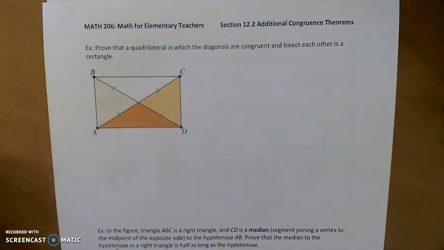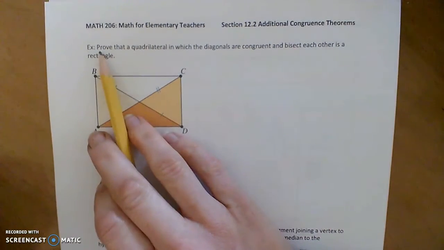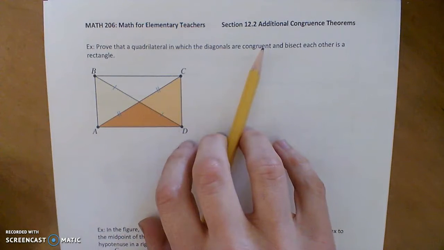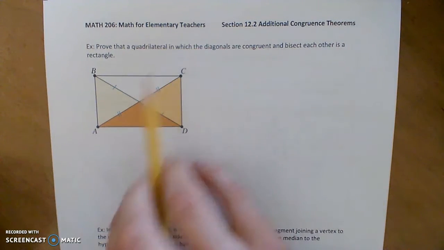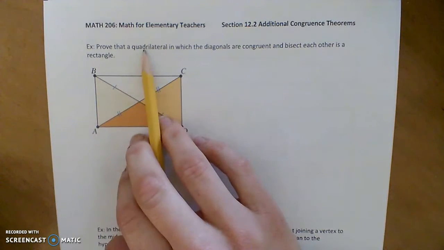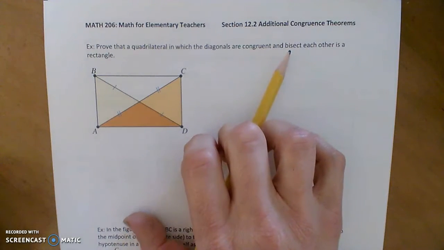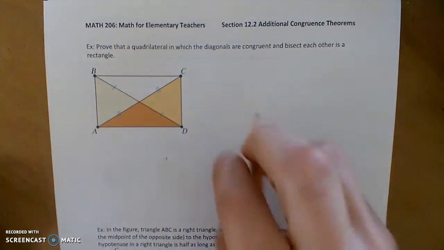Now that we've proved a few properties of quadrilaterals, we'll work on a few examples that use some of those properties. So let's prove that a quadrilateral in which the diagonals are congruent and bisect each other is a rectangle. The first thing I'll say is, if you've got a quadrilateral in which the diagonals bisect each other, what you have is a parallelogram, because we found that that was one of the defining properties of a parallelogram.